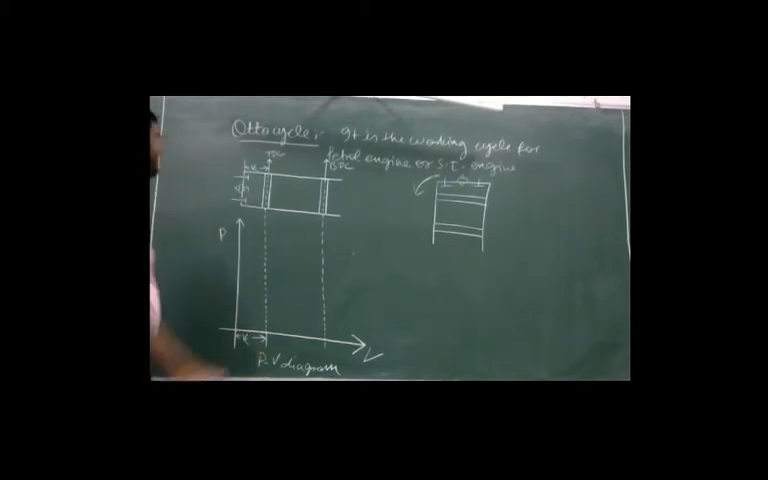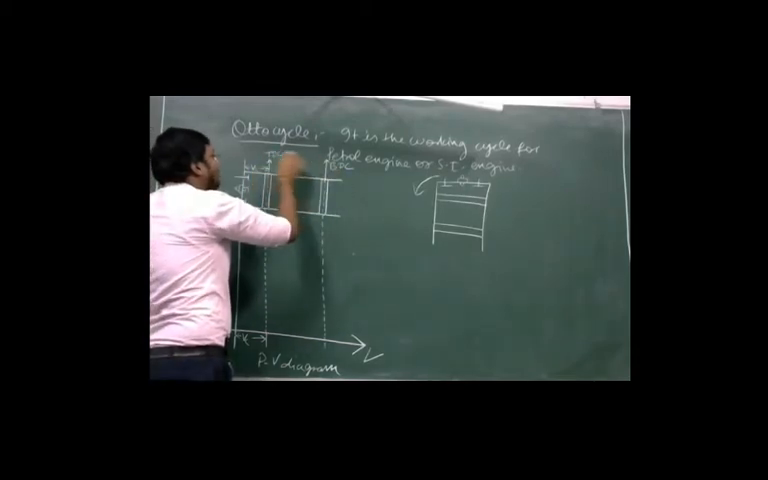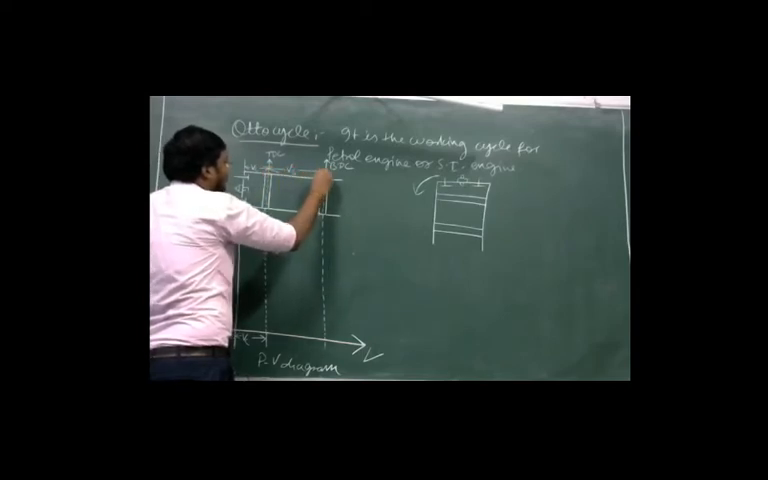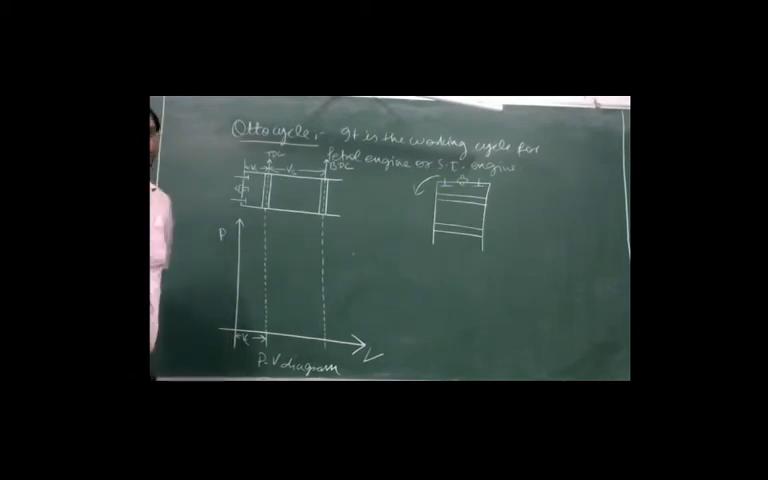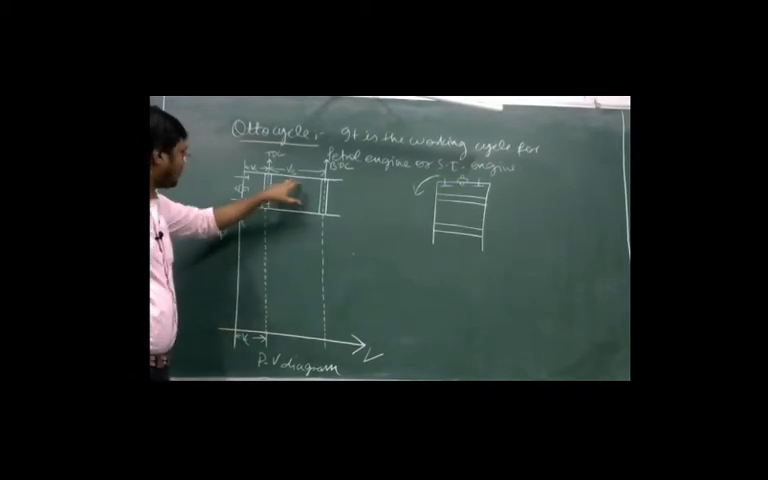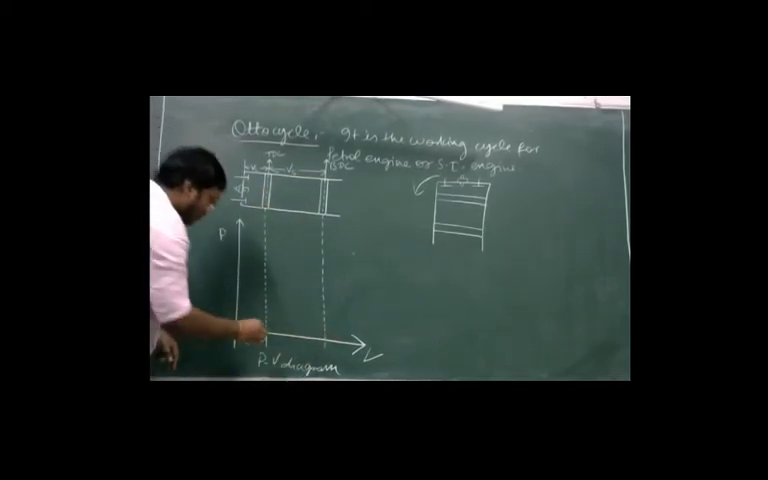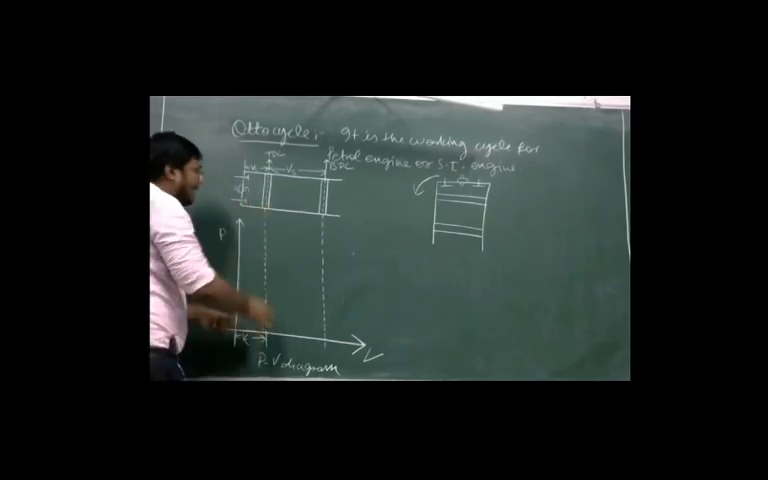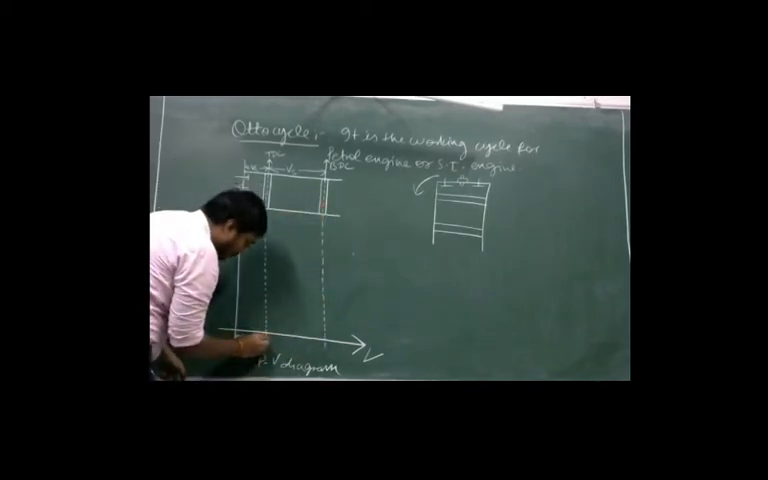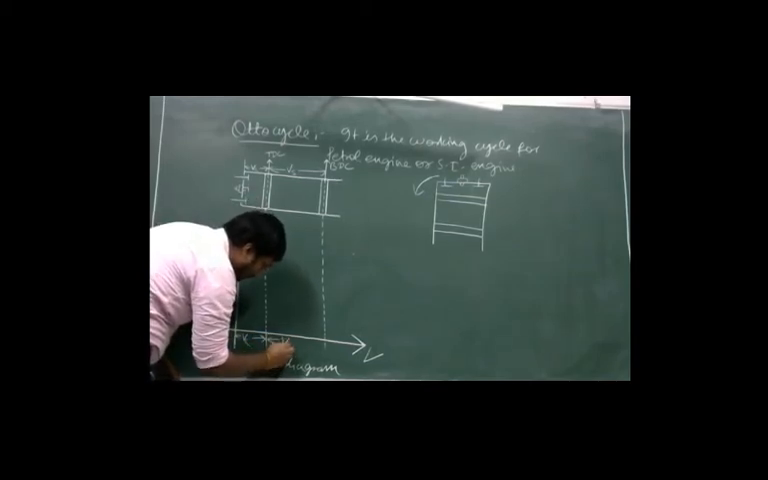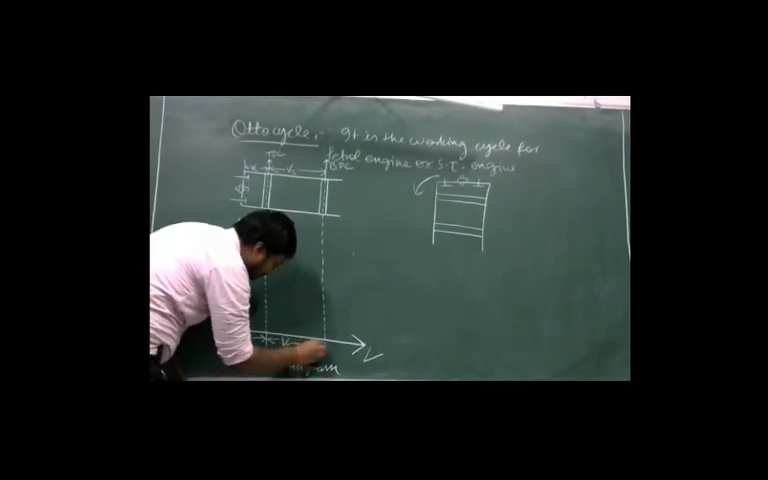Okay, and here from TDC to BDC, this volume is represented by stroke volume Vs. This is what? Stroke volume or swept volume or suction volume Vs. So this volume can also be represented on the volume axis. Okay, so here on the volume axis between the TDC line and the BDC line, the volume will be Vs, stroke volume.